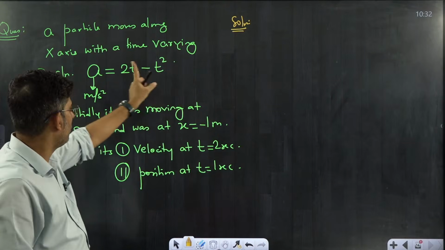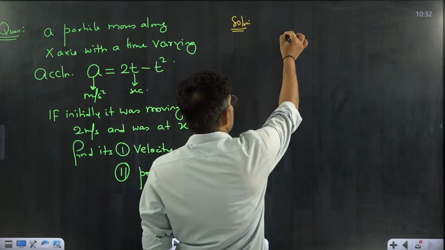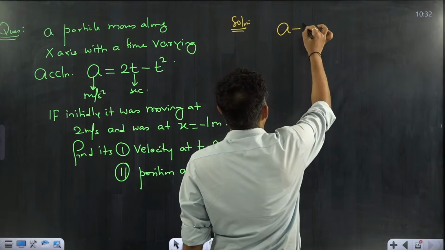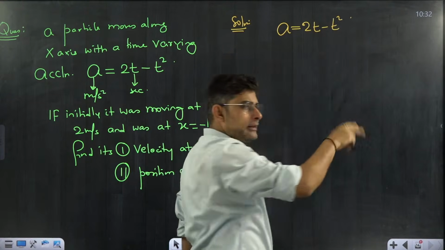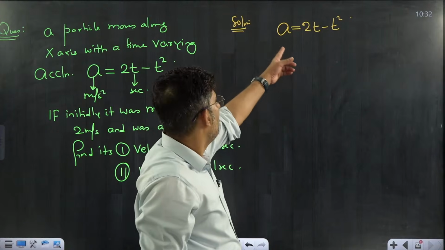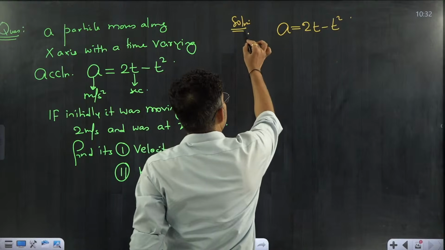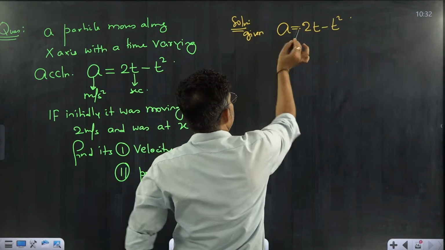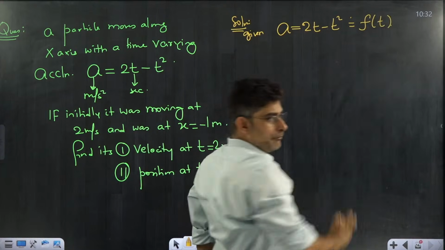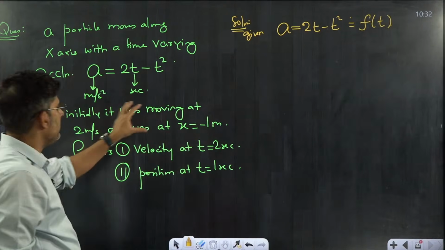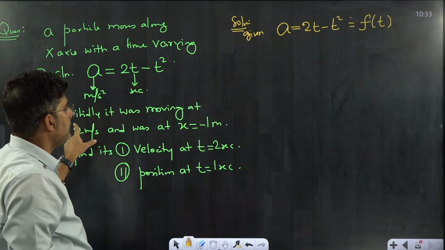Listen carefully. Acceleration is 2t minus t square. What is the strategy? I am telling it just as a basic student approach should be, and once you understand, you can do it orally also. Now a equals 2t minus t square is given, so acceleration is given as a function of time first of all. Second, they have given some information. When they give information, always write it.